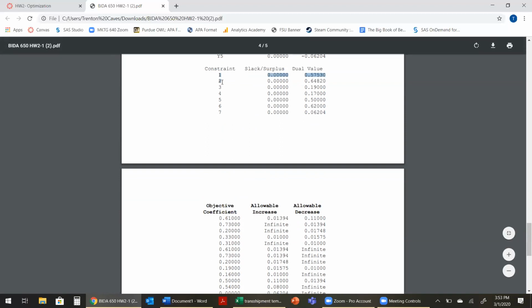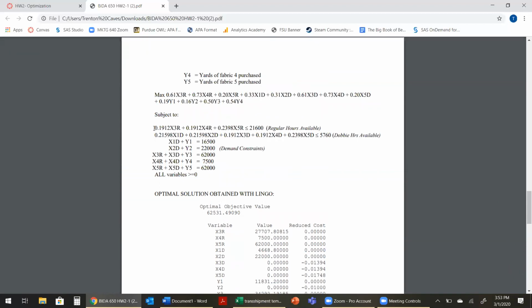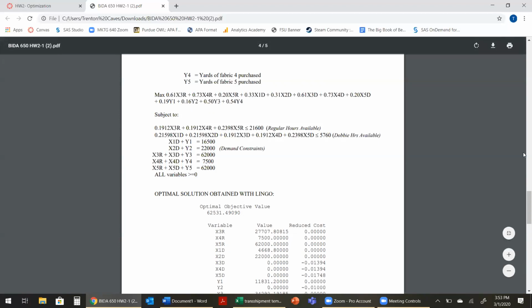So for our 7 constraints, and we can go back up to the top, and here it might be helpful to just write the numbers in your notes next to your constraint. Constraint 1 is the regular hours available. Constraint 2 is Adobe hours available. Constraint 3 is demand constraint for fabric 1. Constraint 4 is demand constraint for fabric 2. And 5, 6, and 7 are fabrics 3, 4, 5.